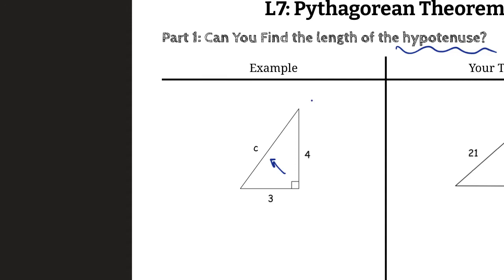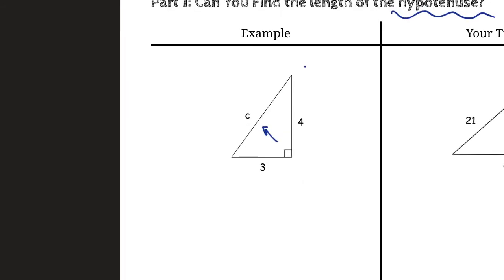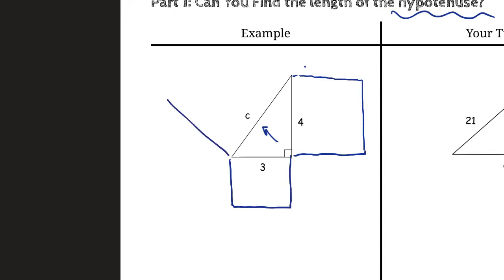So if we're trying to find that length, let's use the relationship that we understand about right angle triangles. And that's that the areas of the smaller squares, if you make squares, are going to add up to the bigger square. So I'm going to draw the squares. I'm going to just do a quick sketch here. They don't need to be accurate. But that square and that square are going to add up to the area of this square.